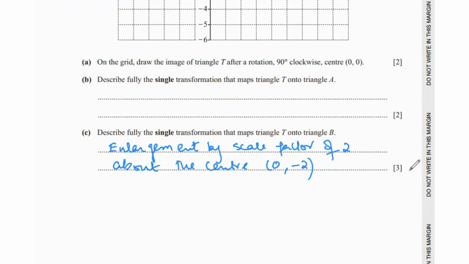So as you can see, we have 3 marks. So 1 mark for each point. 1 mark for enlargement, 2nd mark for the scale factor, 3rd mark for the center. For the other one, we had 1 mark for the translation and the 2nd mark for the translation vector. Each step represents a mark. So you need to be sure that you're giving all of the answers according to the given marks.